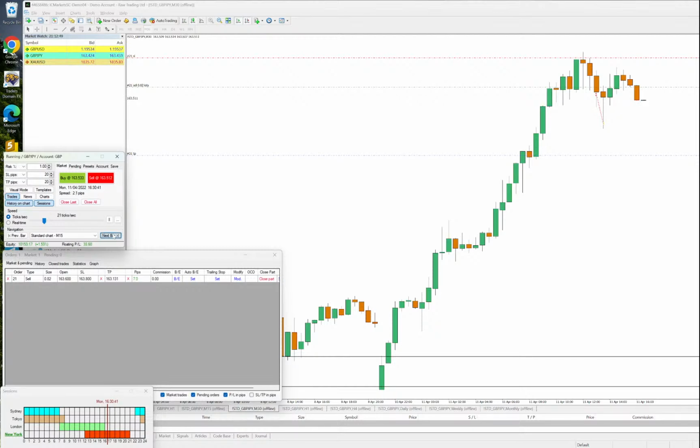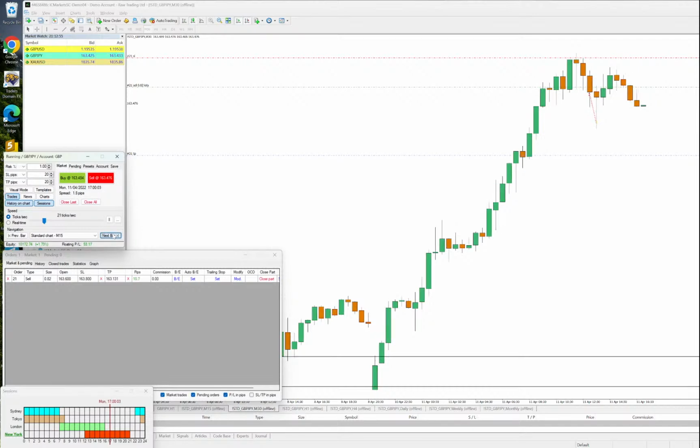Yeah, no wick at the bottom. This is bad. 10 pips. Close partial at 9 pips. I'm gonna close 20%. Close. Move.